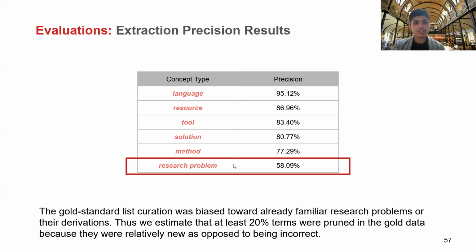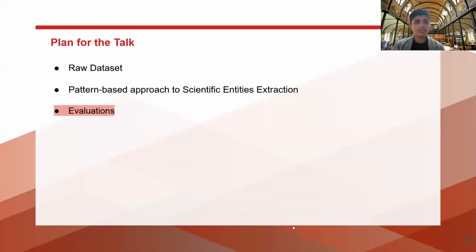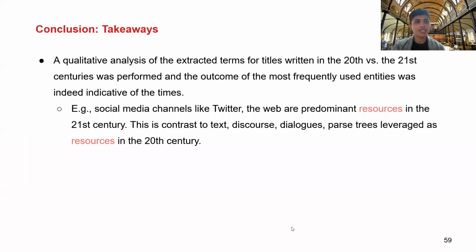Now, we note that research problem has the least extraction precision. This is in part because the gold standard list curation was biased toward already familiar research problems or their derivations. Thus, we estimate that at least 20% of the terms were pruned in the gold data because they were relatively new as opposed to being incorrect. So with this, we conclude with a few takeaways.